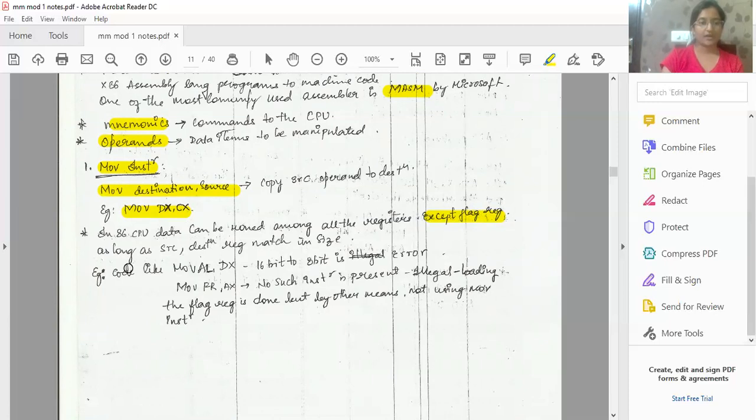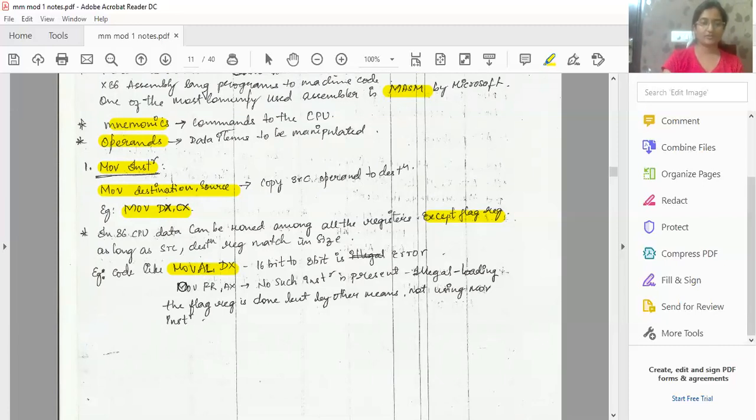Now, MOV AL, DX. What are we trying to do here? We are trying to move 16-bit data into an 8-bit register. DX is a 16-bit register, so its content will be 16 bits in size. We are trying to move 16-bit data into an 8-bit register, which is going to be erroneous.